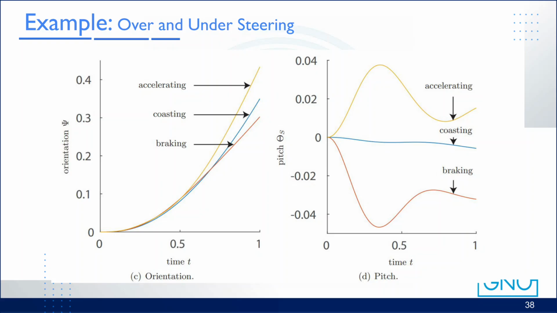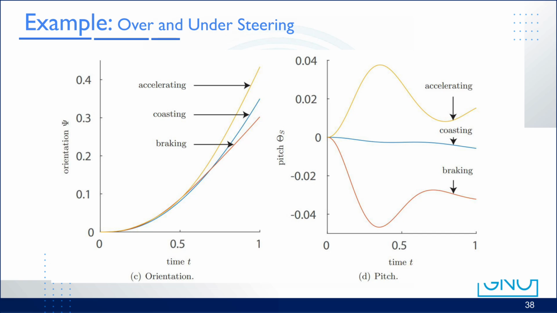During braking, the yaw rate becomes larger. The car turns more sharply. This is oversteer, caused by the rear tires losing grip as load transfers forward. In the middle, the coasting case stays balanced. Neither understeer nor oversteer dominates.